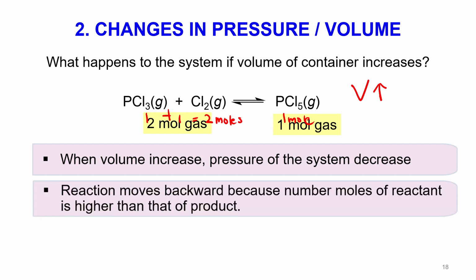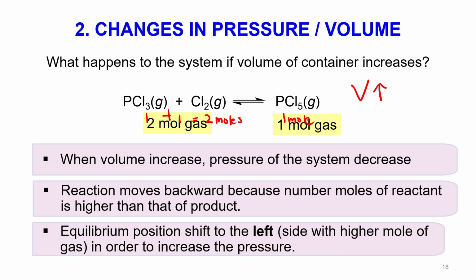Reaction moves to backward. Okay, dia akan reverse because number of moles of reactant is higher than that of product. Jadi reactant lebih banyak. Reactant is more than product. So the equilibrium position shift to the left, side with higher mole of gas in order to increase the pressure. Okay, sebab dia nak increase the pressure di sini.